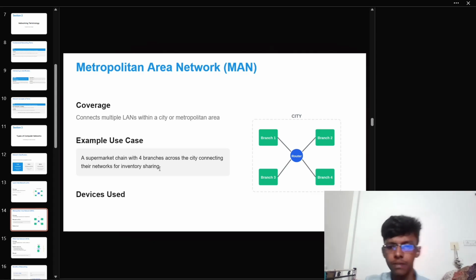So a router connecting branch 1, branch 2, branch 3 and branch 4. Each branch is like a LAN. So this router controls everything.